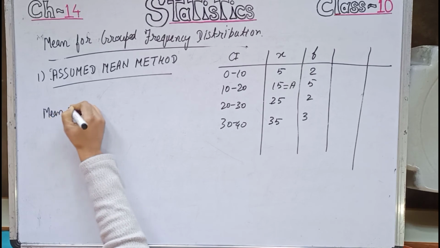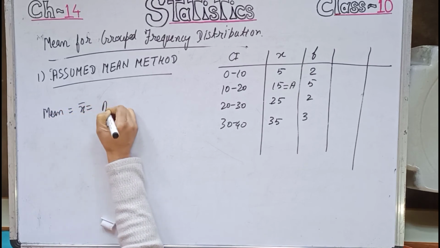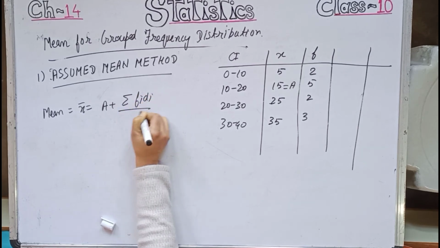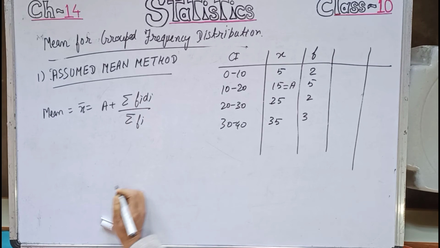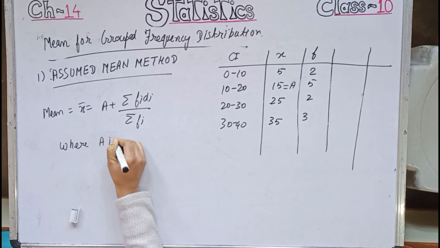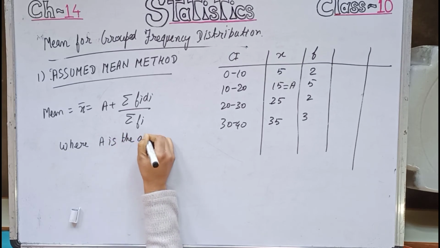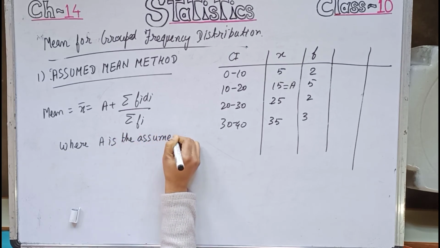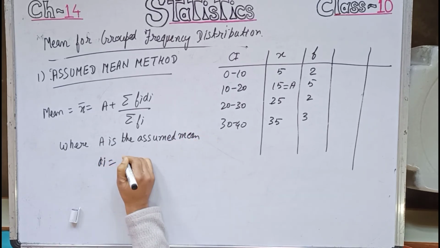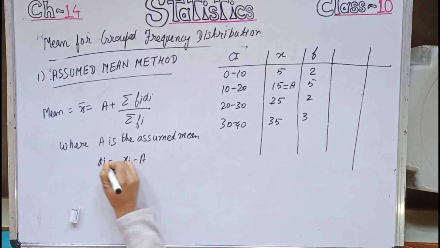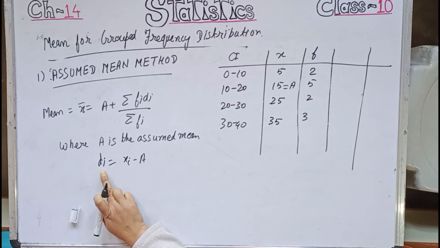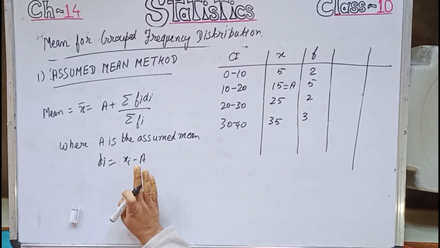So assumed mean formula, first let us write. Mean equals to x bar equals to a plus summation fi into di by summation fi, where a is the assumed mean and di equals to xi minus a, where a is the assumed mean and xi is the variate. So di is the difference of each variate from the assumed mean.